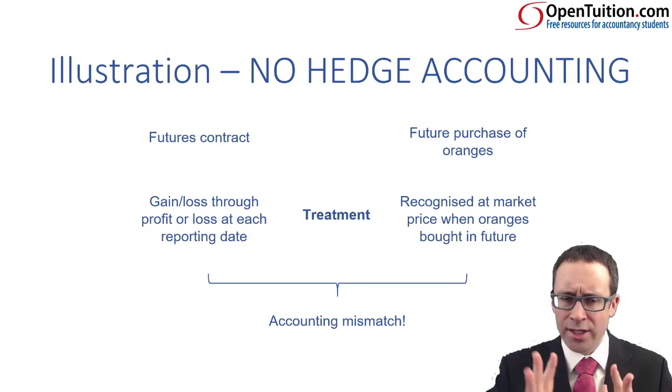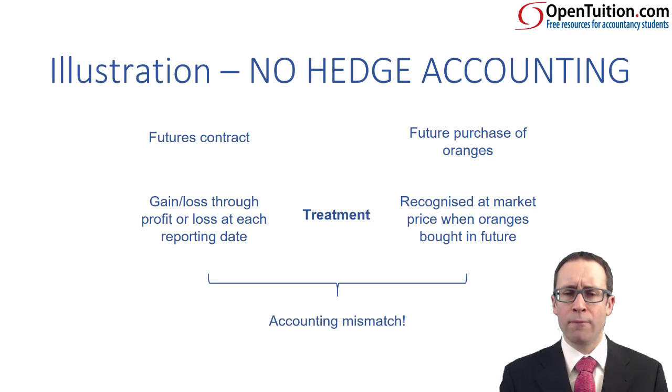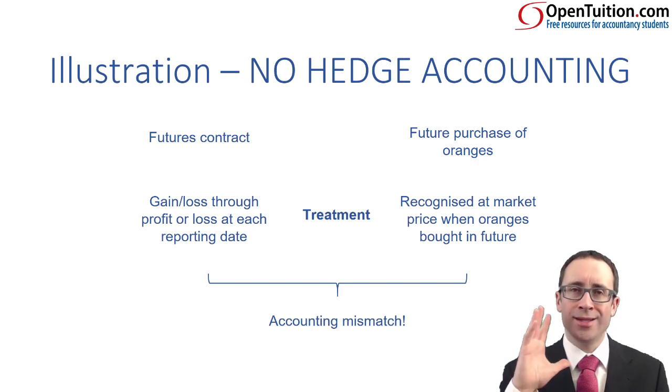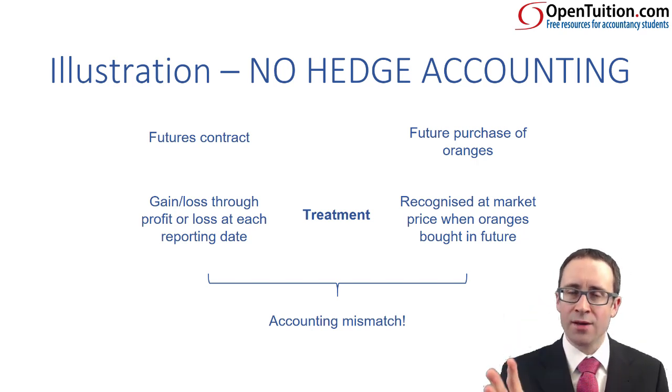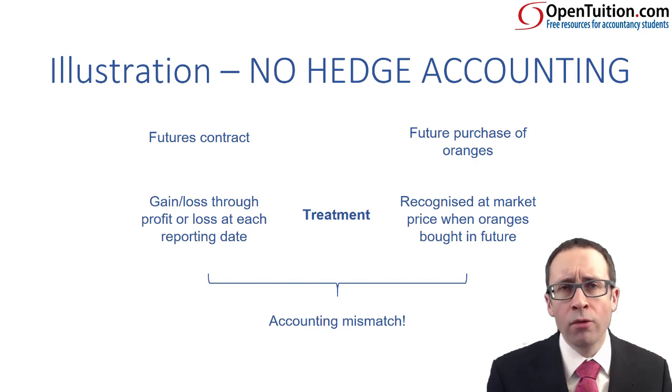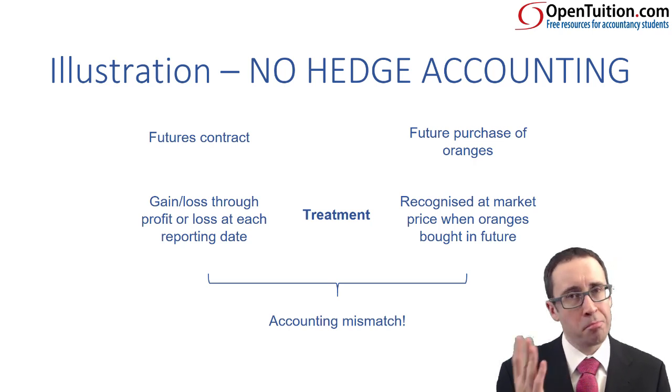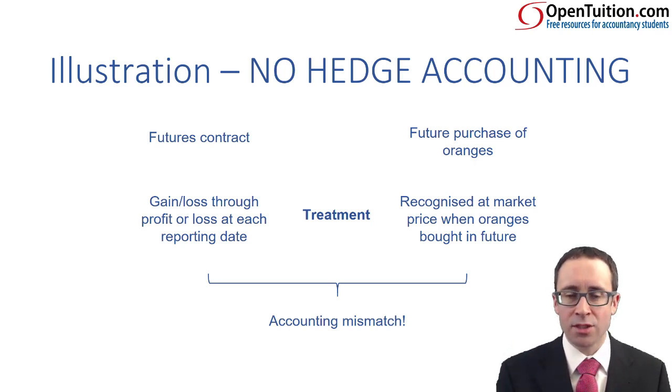So what have we got? Let's just think about it with no hedge accounting. Okay, we've touched upon it briefly before. So the purchase of the oranges, you recognize that when it takes place on the transaction date, when you actually buy them in the future. But with the futures contract, the normal rules for a derivative are that you have gains or losses through profit or loss, wasn't it? Okay. We said there was an accounting mismatch.